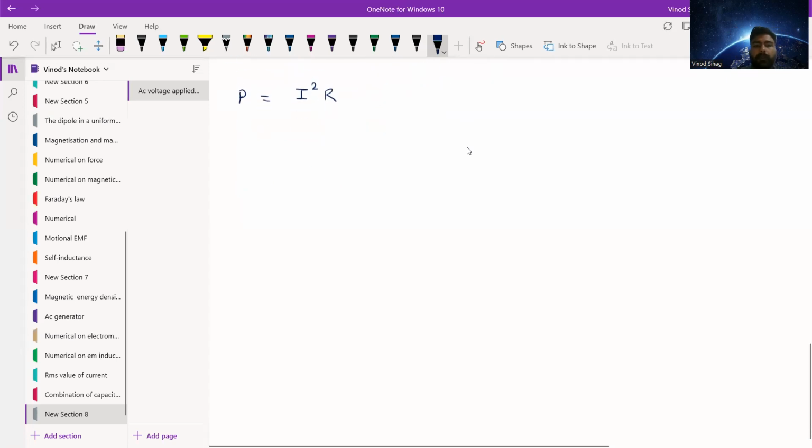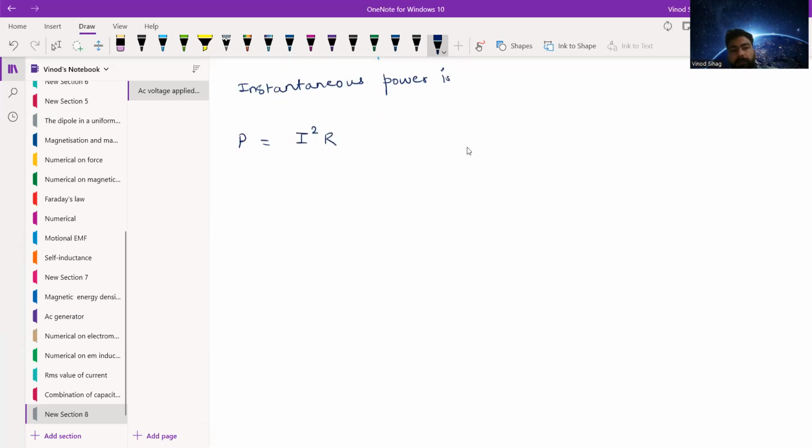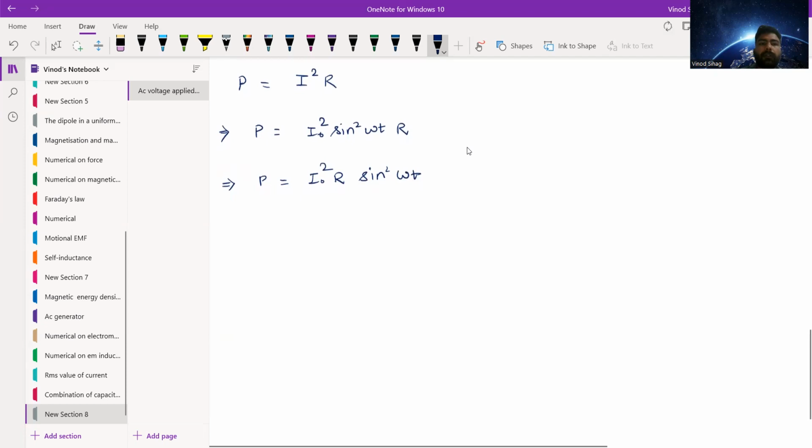Now let's place the expression for current I in this equation. Finally we will get P equals I naught square sine square omega t into R. If we take constants aside, then P equals I naught square R sine square omega t. This will be the equation of instantaneous power. And now we are interested in finding the average power of the system.